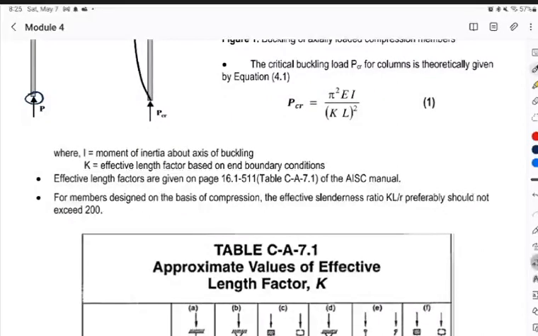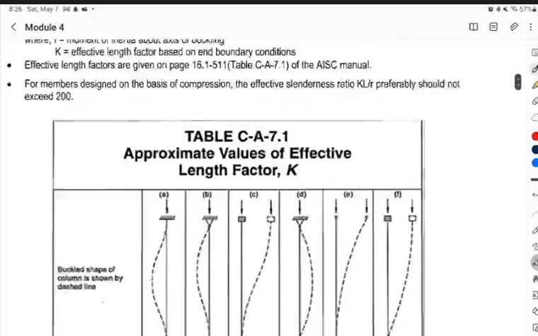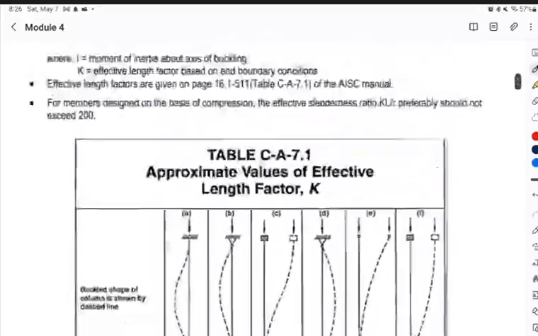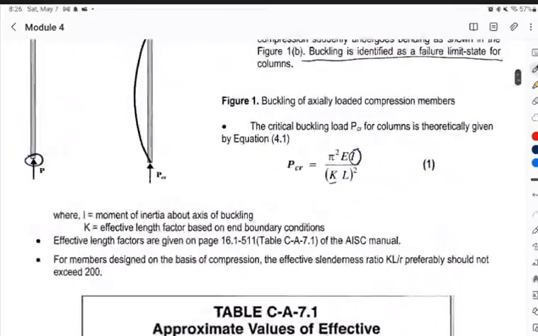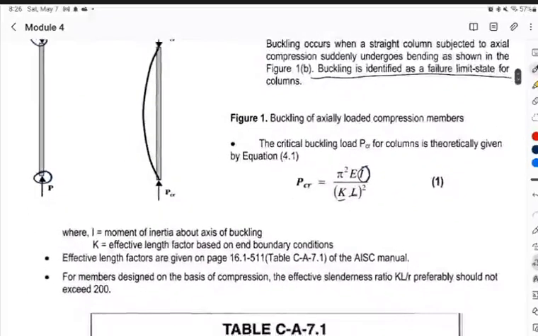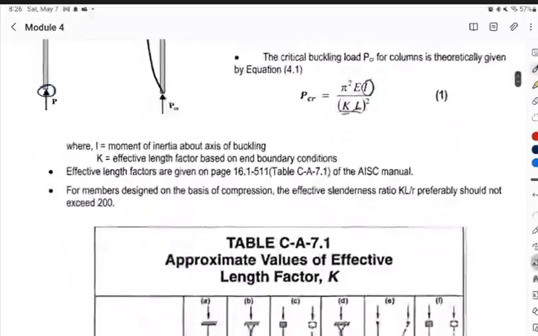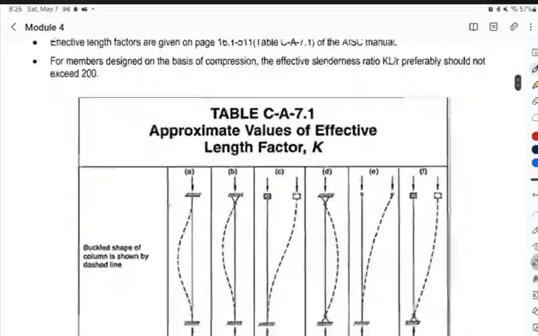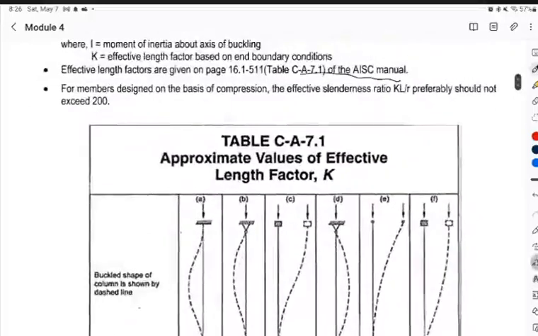Okay, so pi of course is the pi number, that's 3.14 something, no? And then E is the material's modulus of elasticity, alam niyo naman yan. I is the moment of inertia about the axis kung saan siya magba-buckle, no? K is the effective length factor. Yung K na yon ay nandito lang naman. Dito natin mahahanap. And L, of course, is the length of the column, no? That quantity squared. Okay, so the effective length factors are given on this table in the AISC manual.